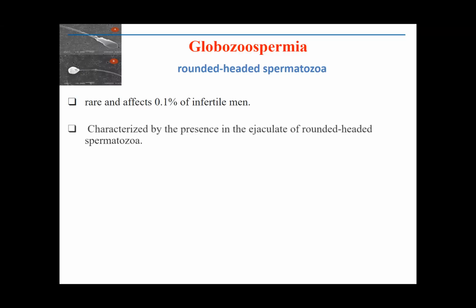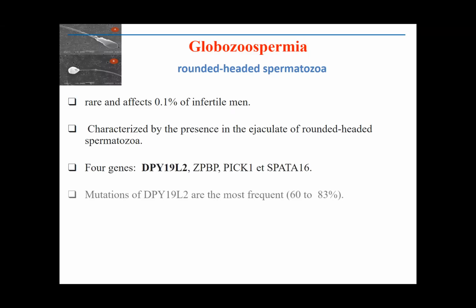Another form of characterized morphological spermatozoa is rounded-headed spermatozoa, or globozoospermia, affecting 0.1% of infertile men, characterized by the presence of rounded-headed spermatozoa. 4 genes are involved in this pathology. DPY19L2 represents 60 to 83%.